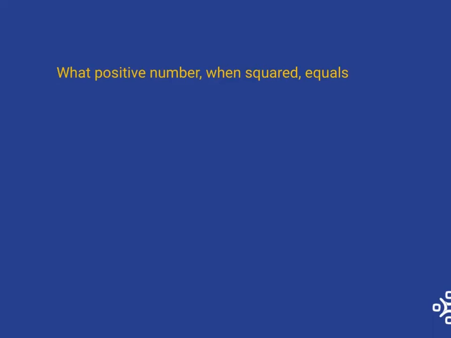If I ask what positive number, when squared, is equal to 25, I'm asking you, what positive number squared gives me 25? Hopefully that's easy for you by now. The answer to that is 5. And that tells me immediately that the square root of 25 is 5. So when we're asking for the square root of 25, we're asking what positive number, when squared, will give me 25.